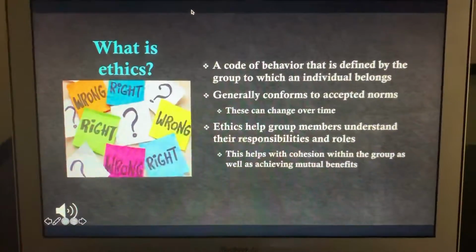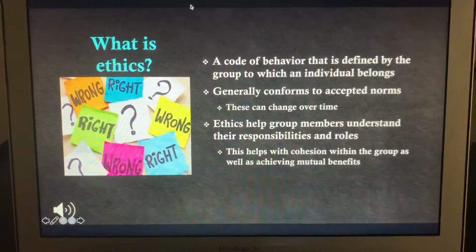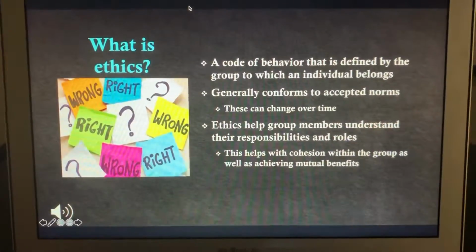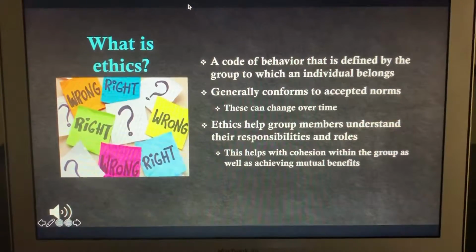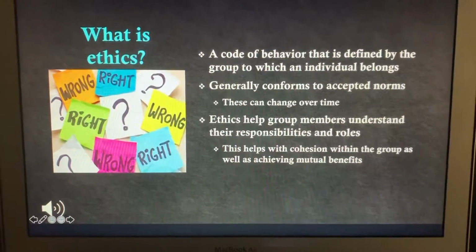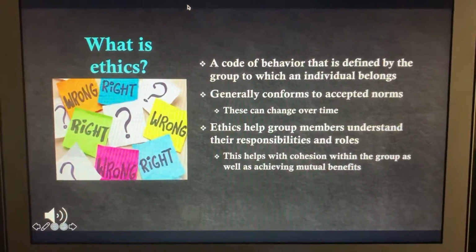What is ethics? It's a code of behavior that is defined by the group to which an individual belongs. Ethical behavior can generally conform to accepted norms, which can change over time. Ethics can help group members understand their roles and responsibilities so they can achieve mutual benefits by working together.